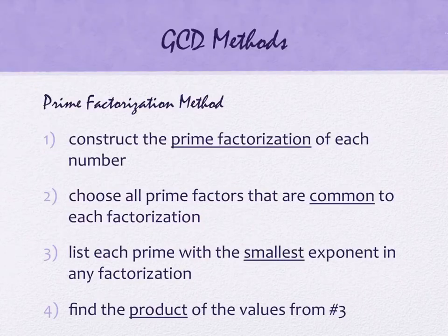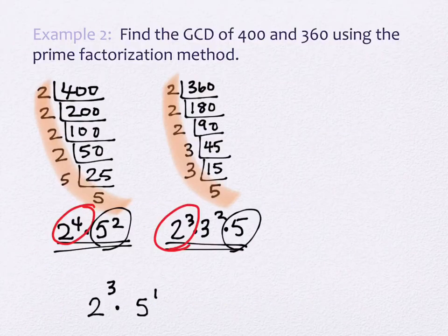Last step, step number 4, is that we're going to multiply this back out. Do you know what 2 cubed is? 8. And what's 8 times 5? 40.